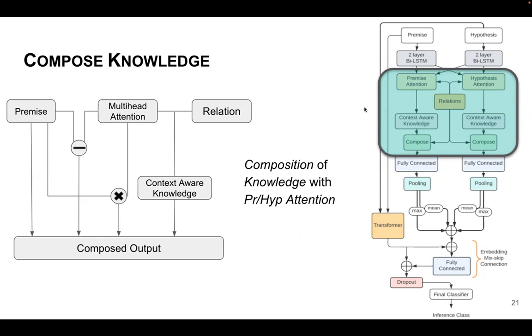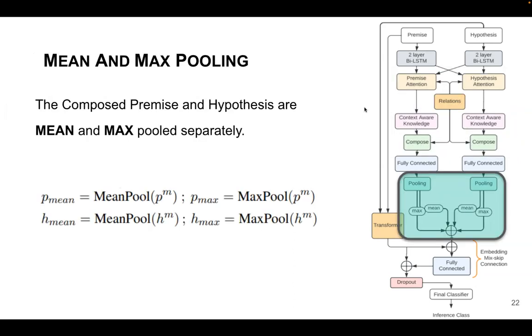The compose is the most important part, where we basically take first the premise and hypothesis, do a multi-head attention, use the relation, and also get context-aware knowledge from it, and then we compose all of these things together. More details are there in the paper, but this is the brief idea of how we compose the knowledge.